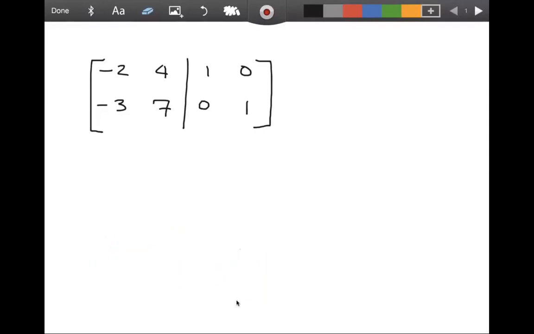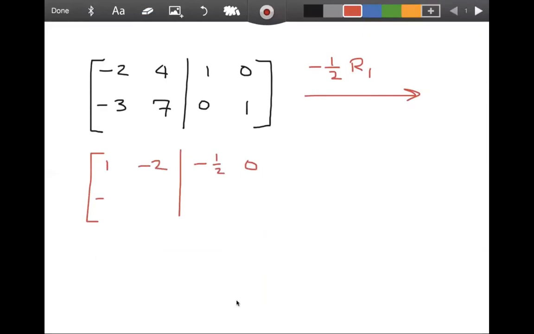So remember our elementary row operations. We're going to start by getting a 1 in the top left corner, and we'll do that using elementary row operation number 2. We'll multiply that row by -1/2, and that's going to change row 1 into 1, -2, -1/2, 0.